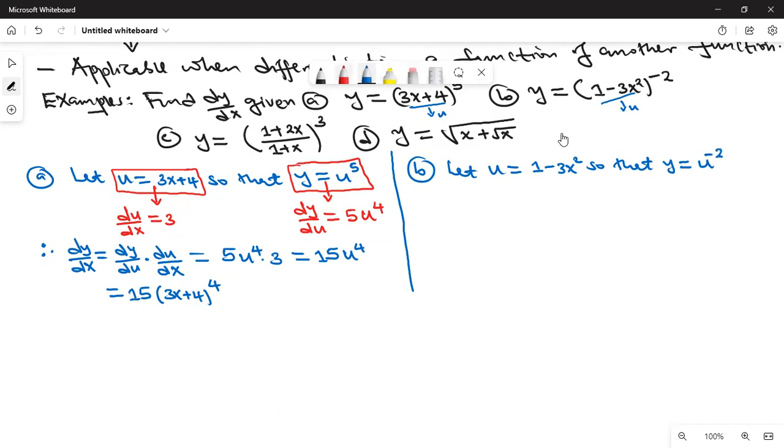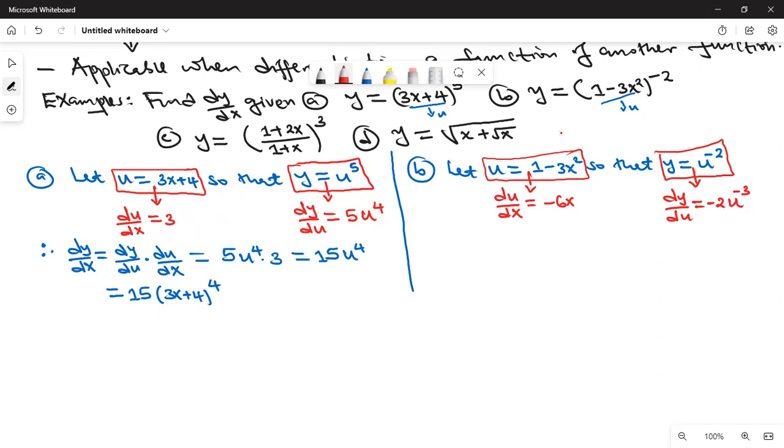Now differentiate each of them. Let's start by finding du dx here. So du dx will give us negative 6x. And what about dy du? Apply power rule here to get dy du equal to negative 2 u raised to negative 3. You have to subtract 1 from the power. So now with this one, we can get dy dx.